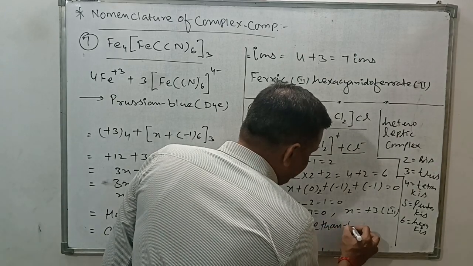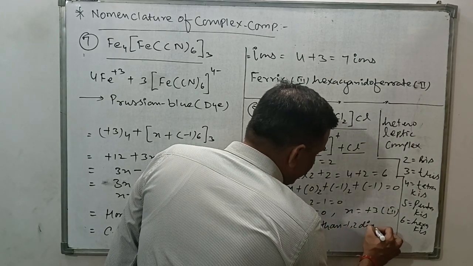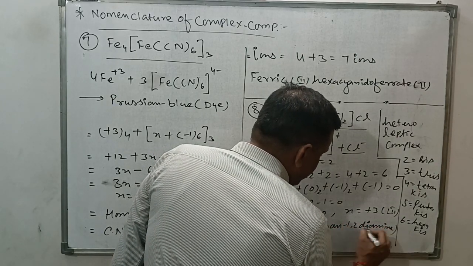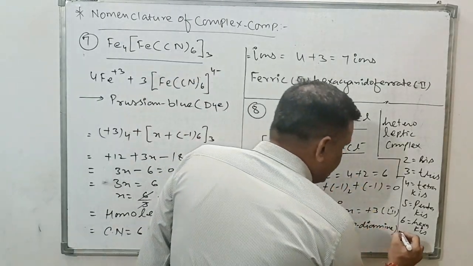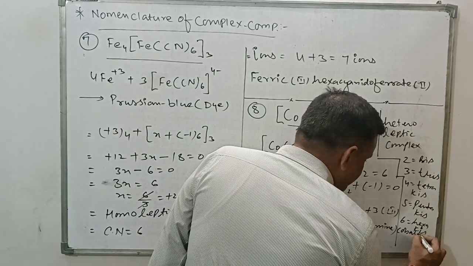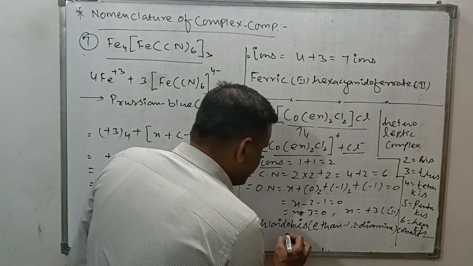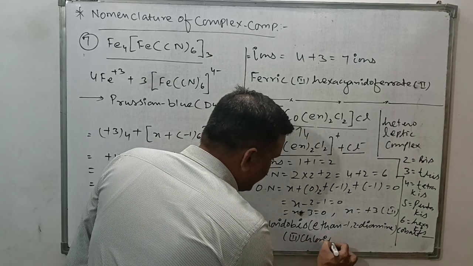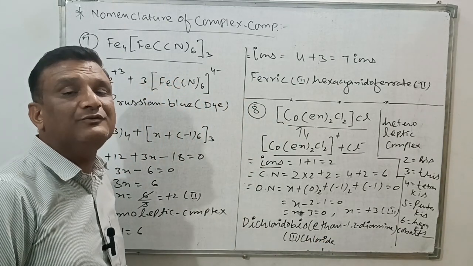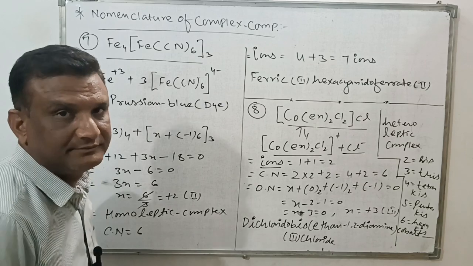So this is ethane-1,2-diamine, then close the bracket. Now the metal atom is cobalt. We don't have space, so you have to write the oxidation state, and further it will be chloride. So this was regarding the 8th compound.